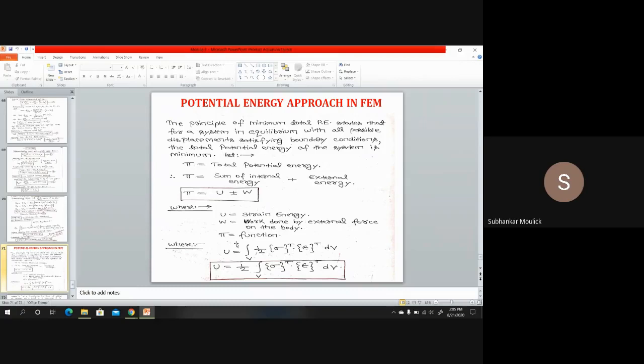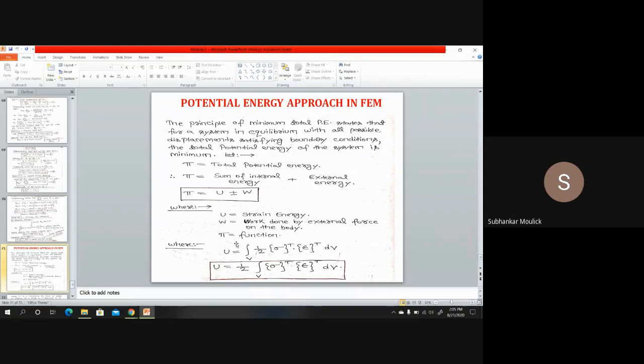Fine. So pi is equal to U minus W. What is U? U is the strain energy stored in the system. And what is W? W is the work done by the external forces acting on the body. By the sign convention, work done on the body is positive and work done by the body is negative. Since you are applying external forces on the body, the body is doing work. That's why I am taking all these external energies to be negative.